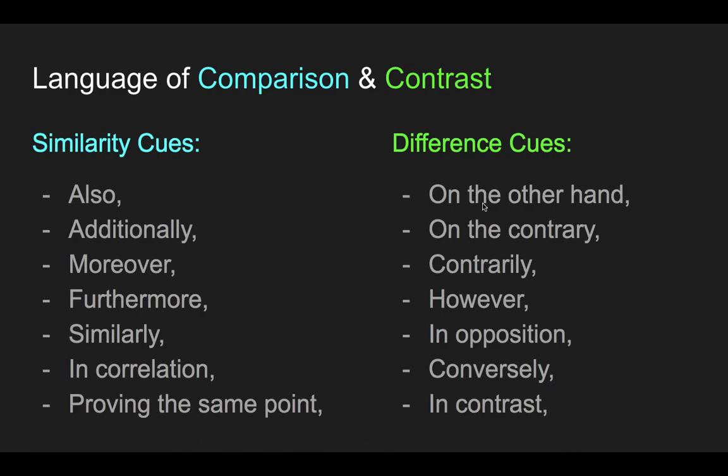Difference cues are on the other hand, comma, on the contrary, comma, contrarily, comma, however, comma, in opposition, comma, conversely, or in contrast. And again, notice each one of them has a comma directly after the cue, and then you'd go into the idea. So use these strategically if you are writing a comparison and contrast essay.